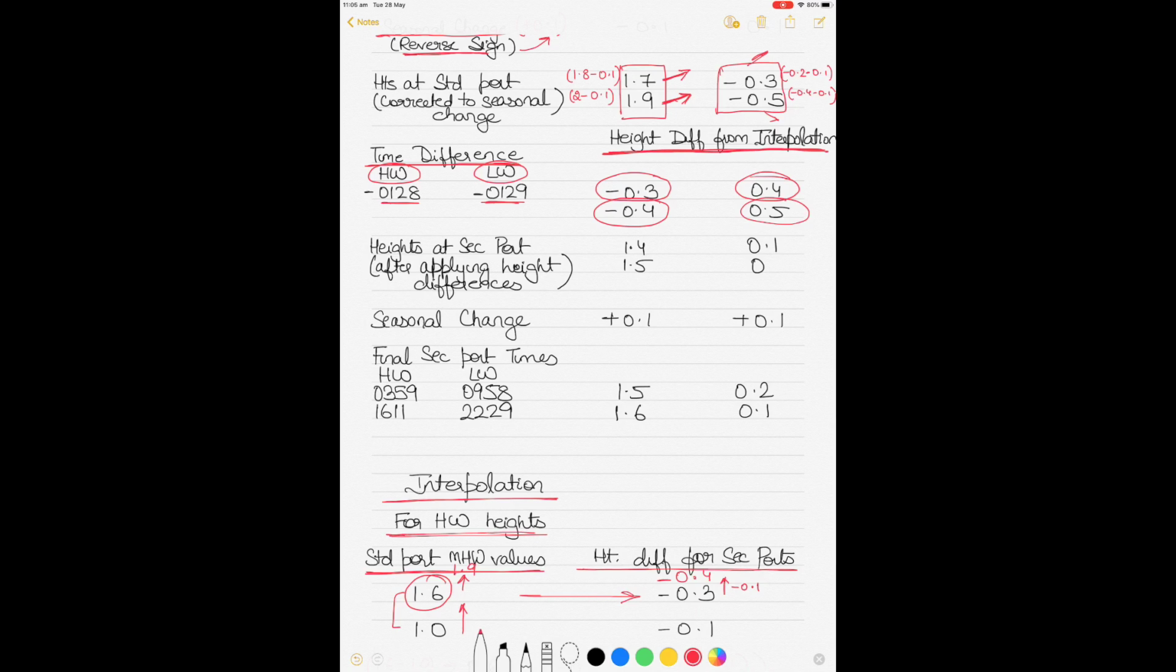All right, so once I did the interpolation, all I have to do now is apply these height differences. So this will become 1.7 minus 0.3, which is equal to 1.4, and this will become 1.9 from above minus 0.4, which is equal to 1.5. Similarly this minus 0.3 plus 0.4 is 0.1, and minus 0.5 plus 0.5 is 0.